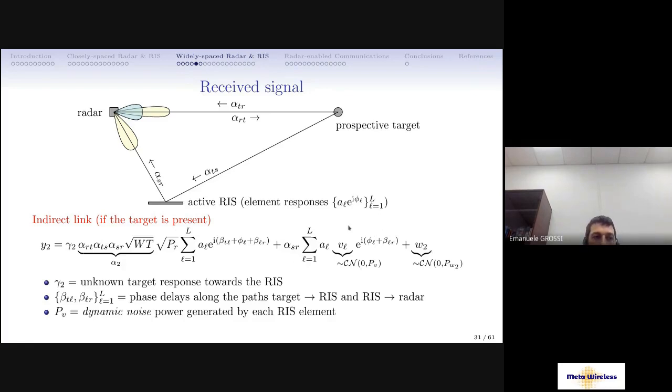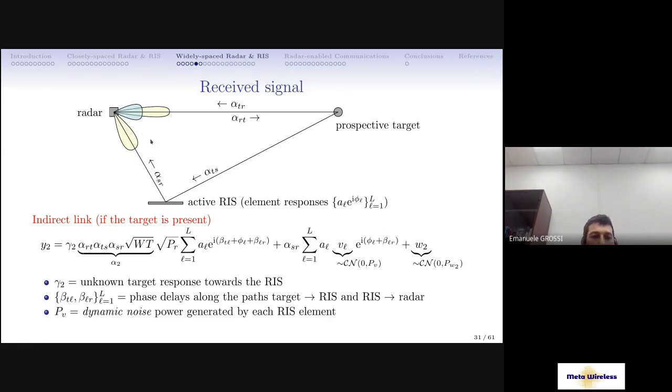Finally, the second term here accounts for the noise introduced by each active element of the RIS. Specifically, V_L is the so-called dynamic noise generated by the Lth element of the RIS. All these variables are modeled as IID Gaussian random variables with variance equal to the dynamic noise power. The noise term V_L is then amplified by the amplification factor A_L, phase shifted by the factor phi_L, and then it has another phase shift due to the traveled path from the Lth element of the RIS to the radar receiver. And at the receiver we see the superposition of these arrays, each one multiplied by the path coefficient from the surface to the radar receiver.